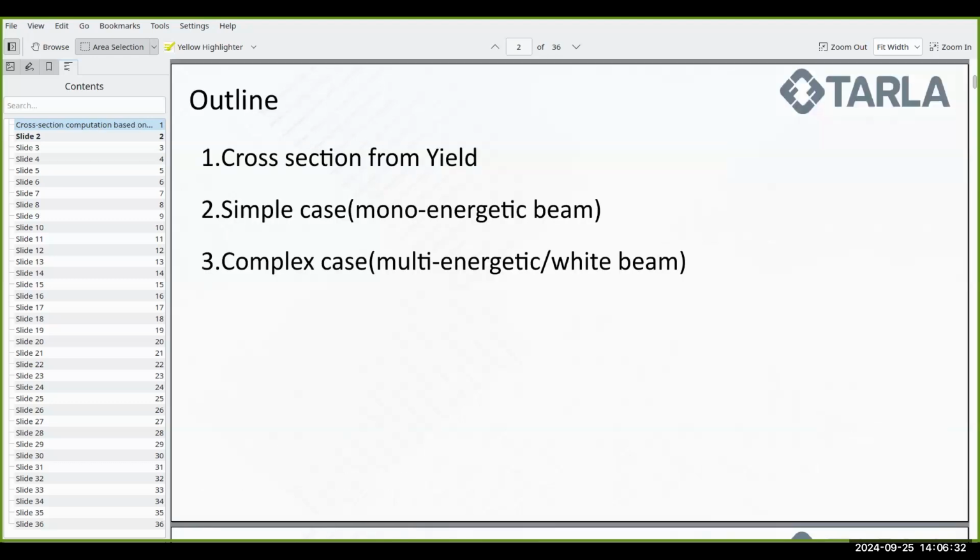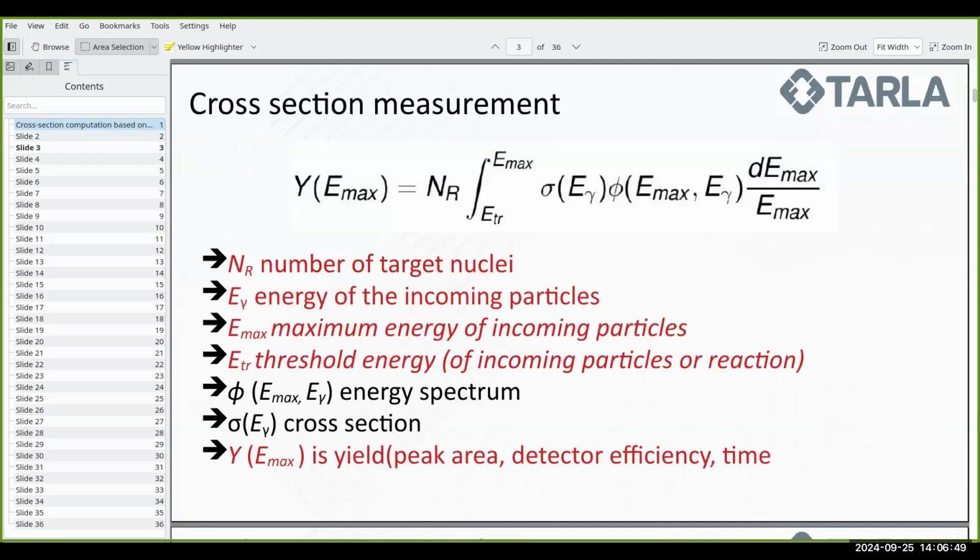So I will explain how one goes from yield to the cross-section, and then I will show two examples: one a simple case with monoenergetic beams, and another more complex case where you have multi-energetic or white beam. So let me get straight into it.